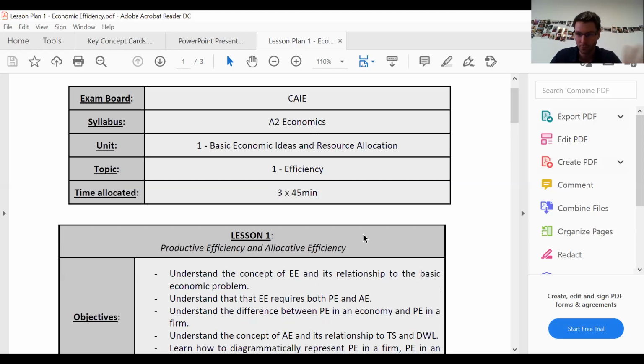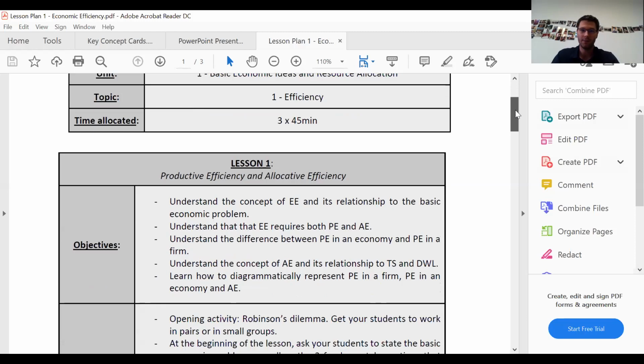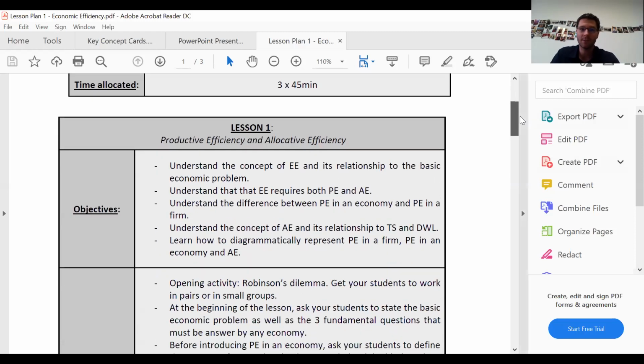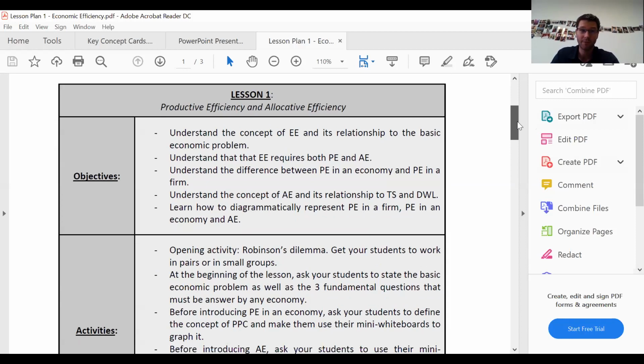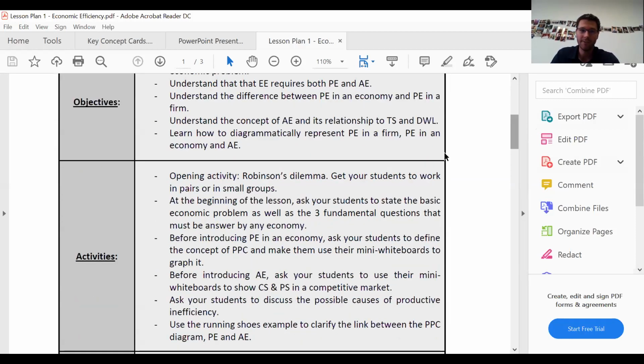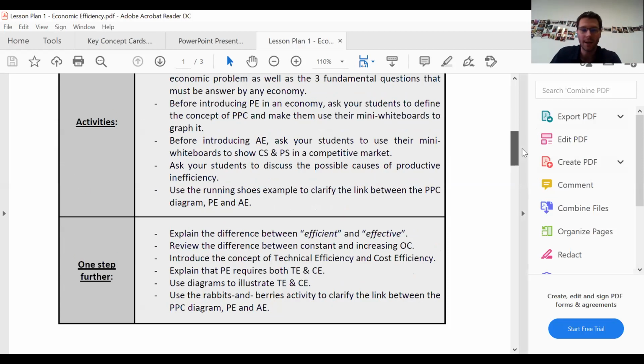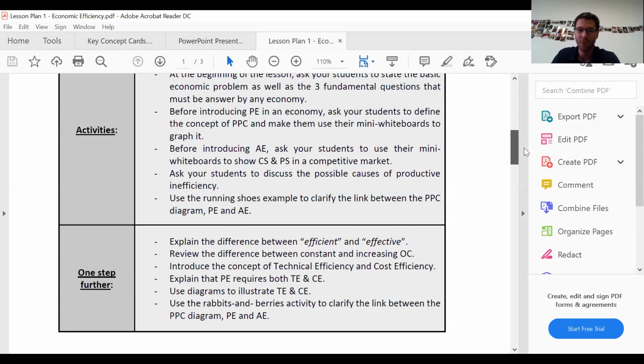I'm not going to go through everything, but I'm just going to identify the main things. First, for each lesson, you should have a lesson title. The first one is productive and allocative efficiency, with the objectives. What are the objectives of the lesson? And the activities that you can do with your students to engage them. For each lesson, I have provided a set of activities to make your lessons more enjoyable for everyone. And I've also included a section, one step further.